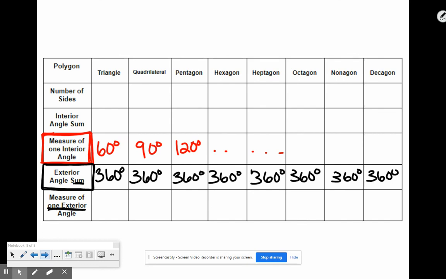Now, what if we just wanted one exterior angle? We take 360 and divide it by how many sides we had, and we get 120 for our exterior angle. Then we do the same, 360 divided by 4, and we get 90 degrees. 360 divided by 5, so we get, I believe, 60 degrees. Double check and continue the rest of the table. So your entire table should be filled in at this point.